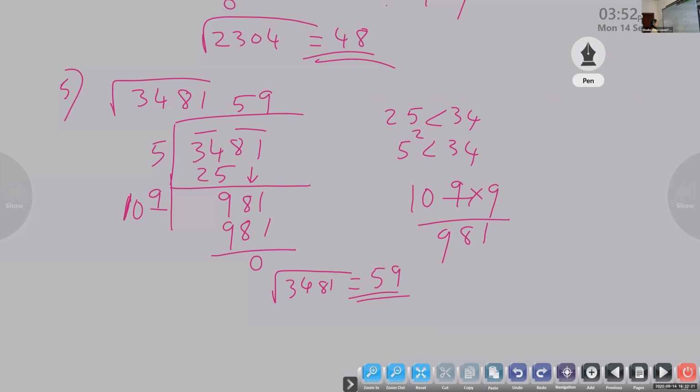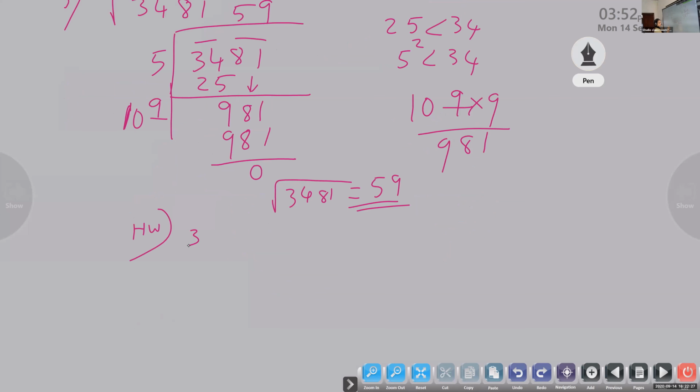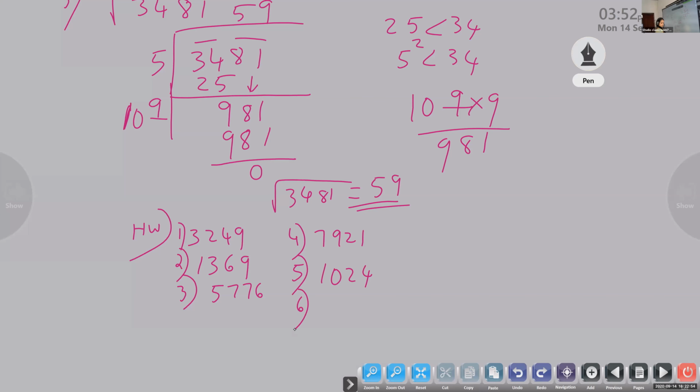And you have homework questions. Homework questions are: first one 3249, second one 1369, fourth question 5776, fifth question 7921, sixth one 1024, seventh one 36, and 900. These are the homework questions.